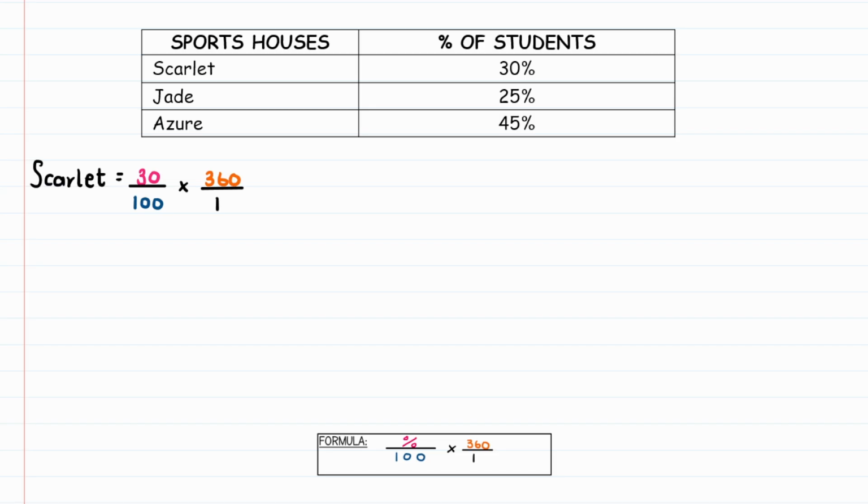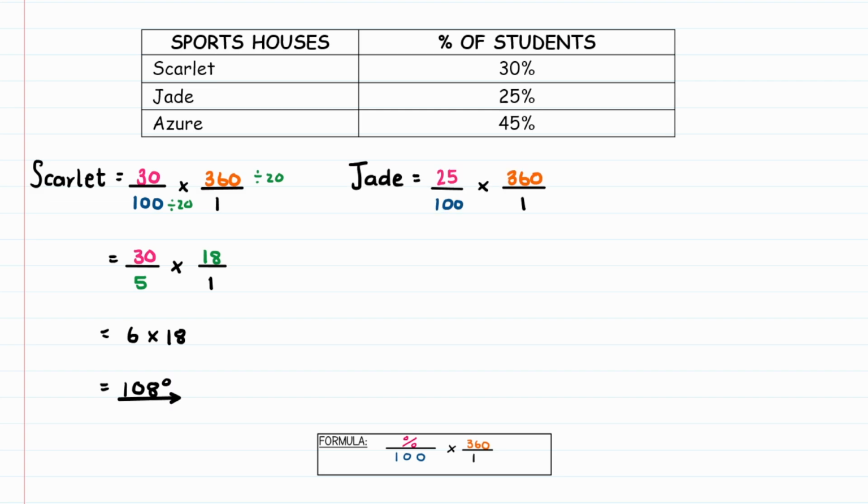30% gives me 30 over 100 times 360 over 1. I can cross-cancel the 360 and the 100. This gives me 30 over 5 times 18 over 1. 30 over 5, or 30 divided by 5, gives me 6, and 18 over 1, or 18 divided by 1, gives me 18. 6 times 18 is 108 degrees.